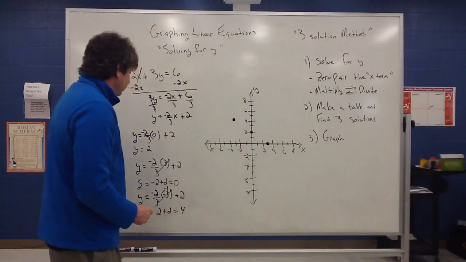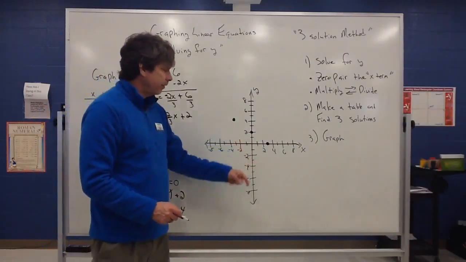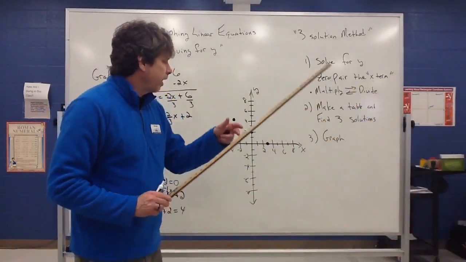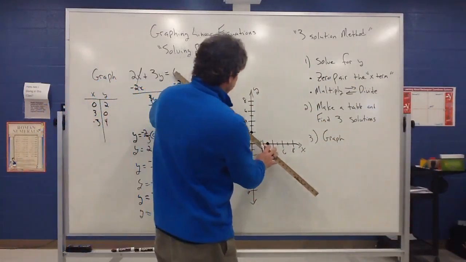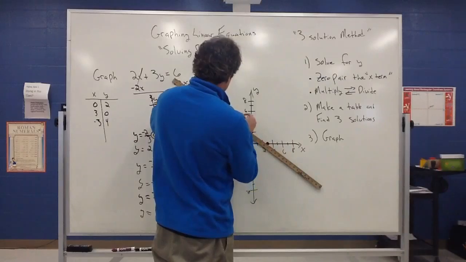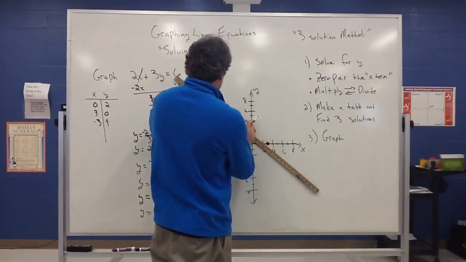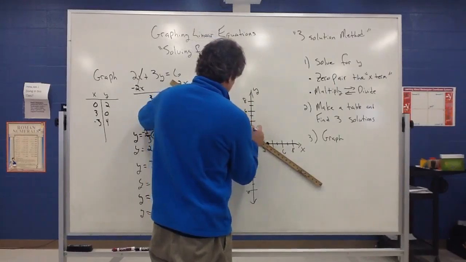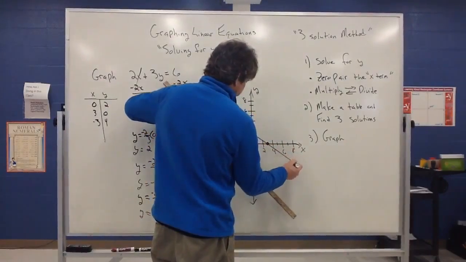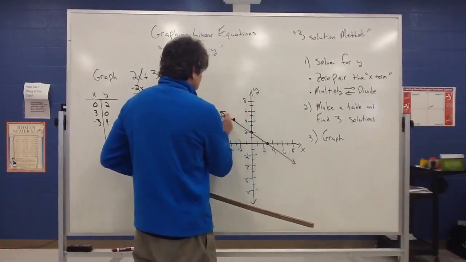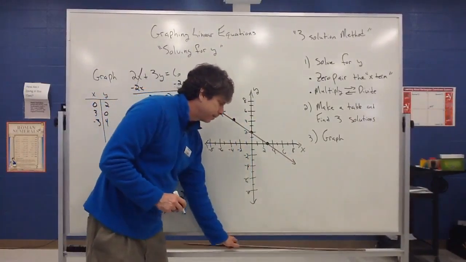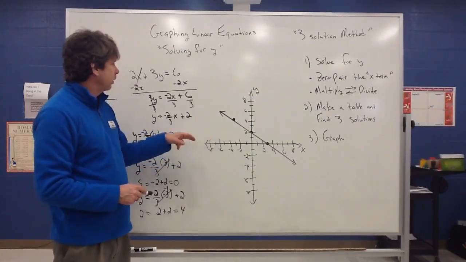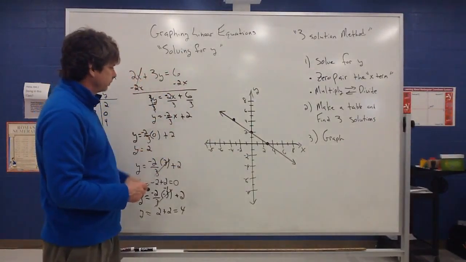Okay? So once I've found my three solutions and I've graphed them, all I have to do now is just graph the line that passes through those 3 points. So I've achieved my goal. I have graphed my line, again, which represents all the answers to this equation.